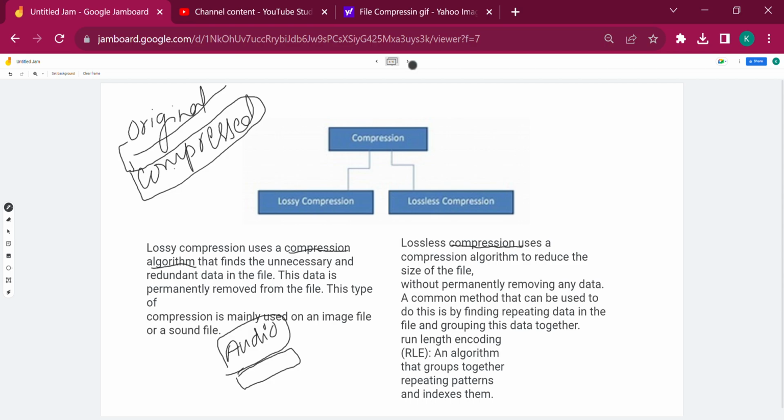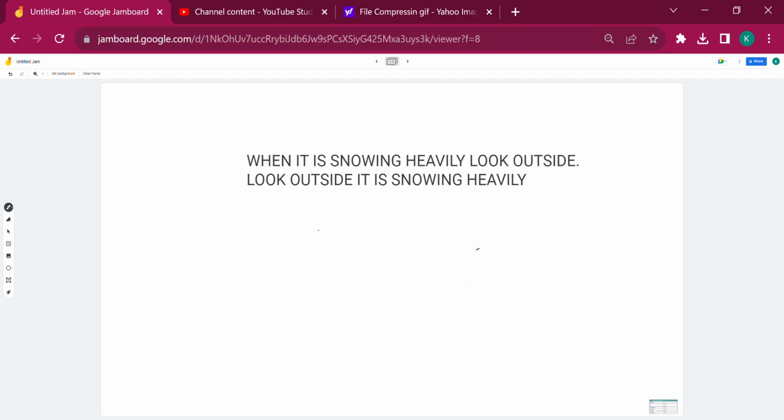In your course there is one algorithm included, known as the run length encoding algorithm. We do the same practice in it: we group together repeating patterns and index them. So let's proceed with how we are going to implement such compression on our data. Lossless compression is a very ideal choice in the case of text files. That's why I have chosen an example from a text file.